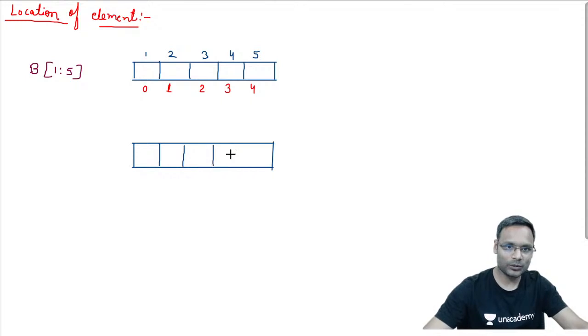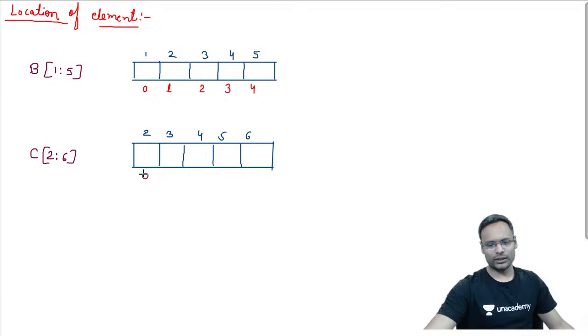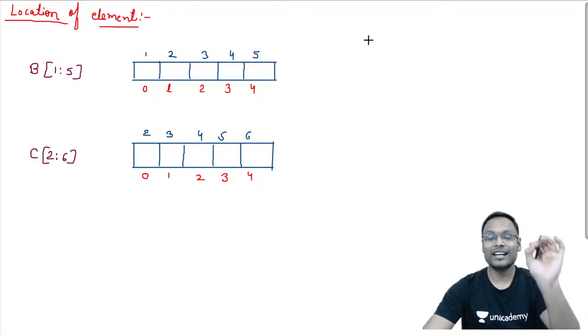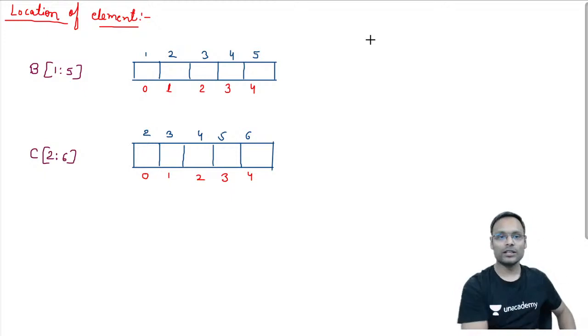Before that, I'll have to explain a few concepts. Now let's say I have another array C which has starting index from 2 up to 6. 5 elements are there. Yes, indexing will start from 2, 3, 4, 5, 6. But the first element will have relative index 0 only. The second element will have relative index 1, then 2, then 3, then 4. What is relative index? Relative index is nothing but how many elements are there in the array before this element.